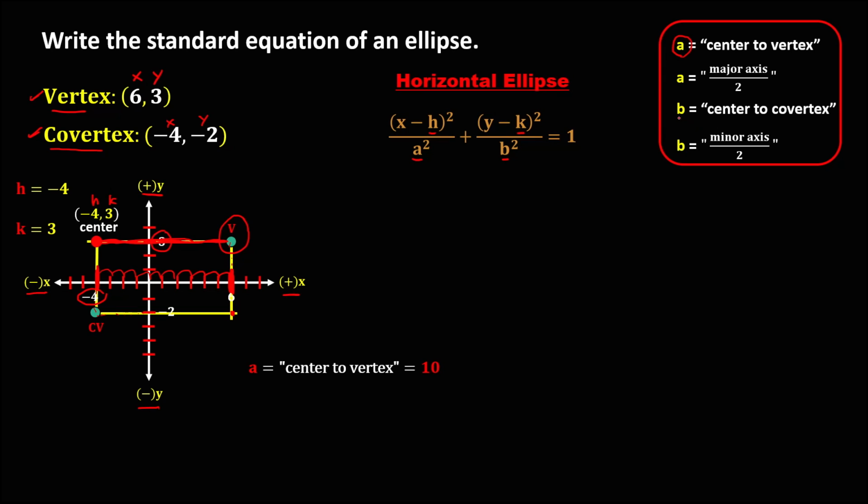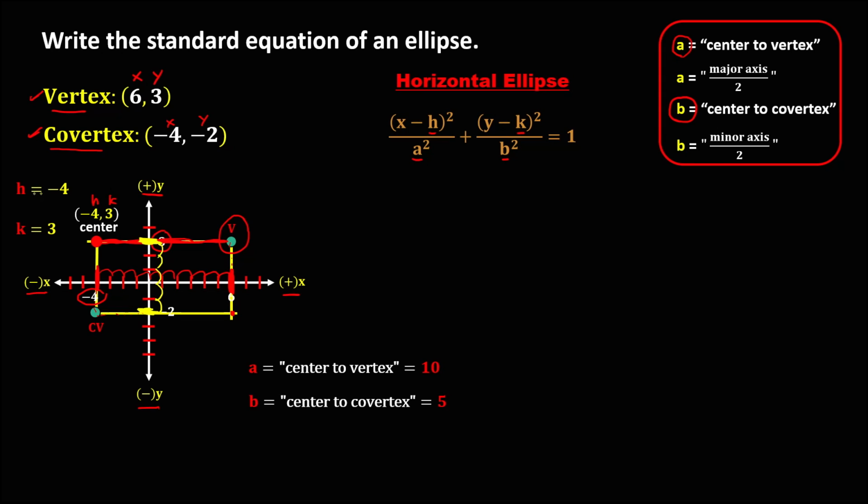Then this time, solve for b using this formula. So center to co-vertex. Again, this is the center and this one is the point of the co-vertex. So we need to count. So we have 1, 2, 3, 4, 5. Therefore, b is equal to 5.